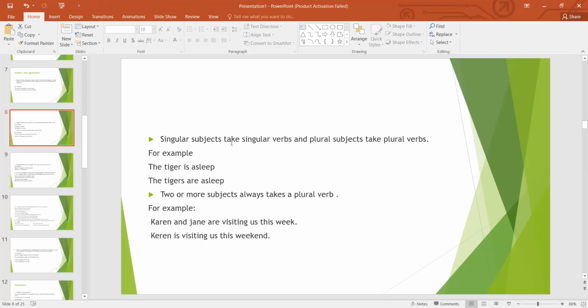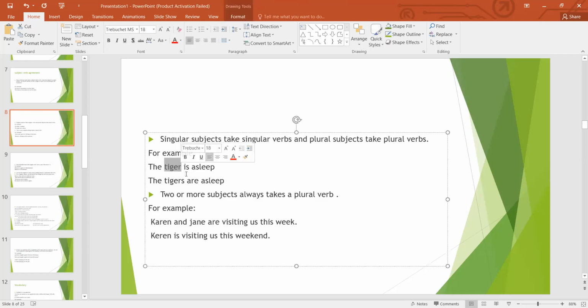Singular subjects take singular verbs and plural subjects take plural verbs, which means if your subject is singular, then you should use singular verbs. But if your subject is plural, then you take plural verbs. Like the tiger is asleep. We mention only one tiger. So that's why we write a singular verb, right? Because the tiger is a singular subject.